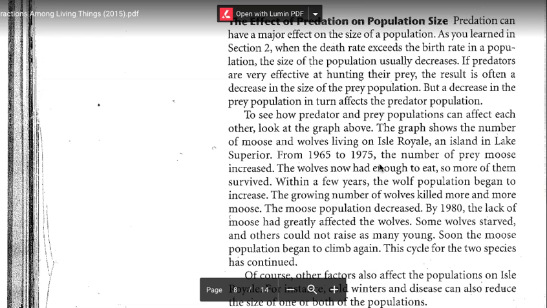From 1965 to 1975, the number of prey moose increased. The wolves now had enough to eat, so more of them survived. Within a few years, the wolf population began to increase. The growing number of wolves killed more and more moose. The moose population decreased. By 1980, the lack of moose had greatly affected the wolves. Some wolves starved, and others could not raise as many young. Soon the moose population began to climb again. This cycle for the two species has continued.